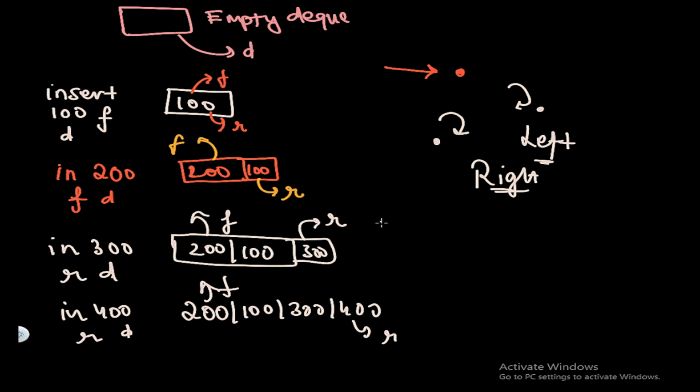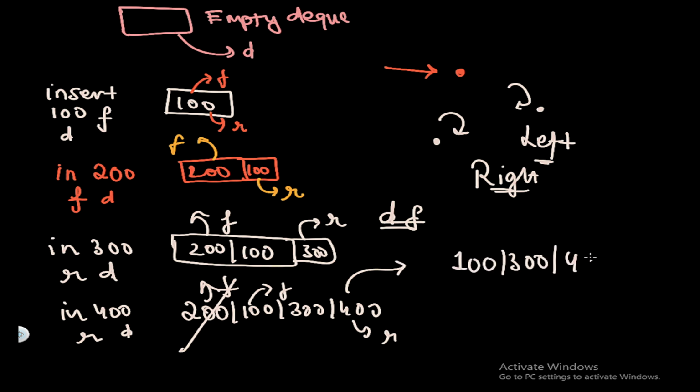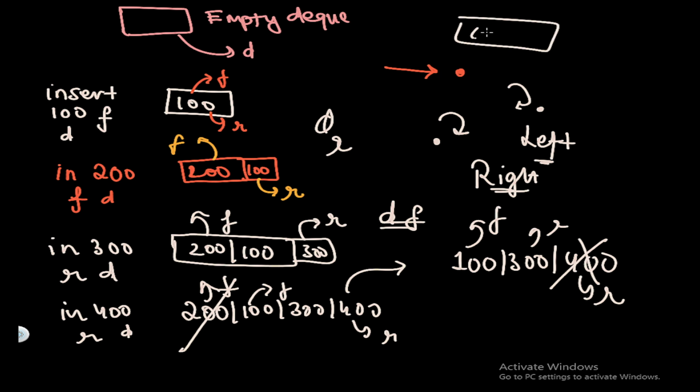Now let's say that we want to delete an element from the front. So simply this would be removed. This would become my front and my DQ would become 100, 300 and 400, and this would become my front and this would become my rear. Now let's say I want to delete an element from the rear. So this would be removed, this would become the rear, and my DQ would become 100 and 300, with this as my front and this as my rear.